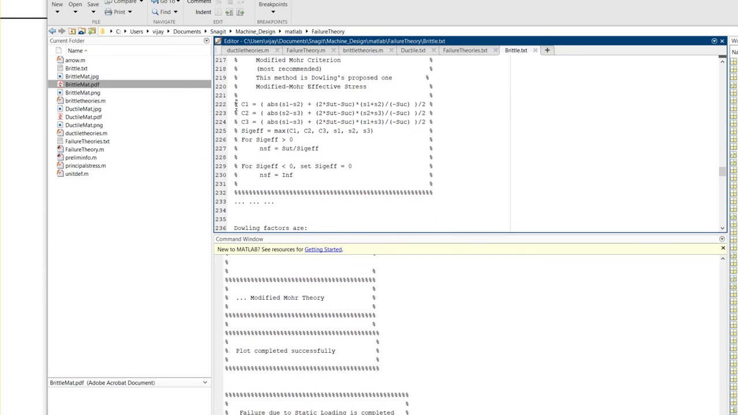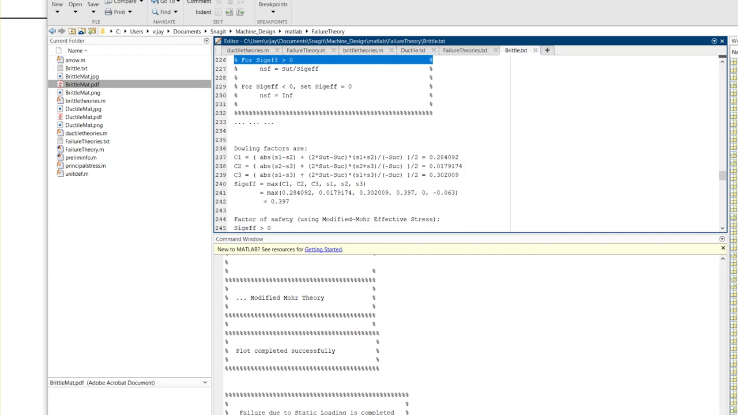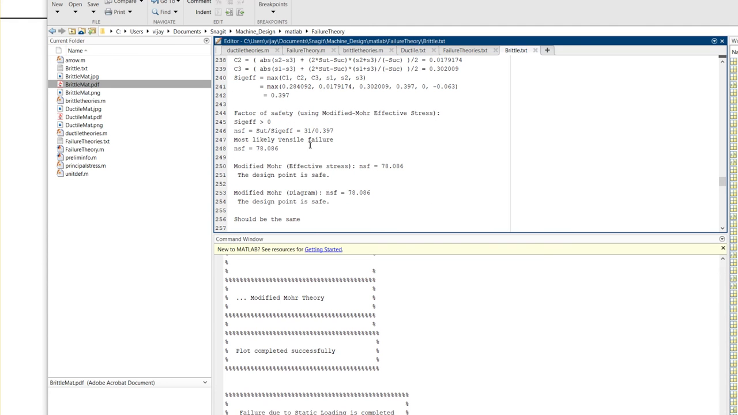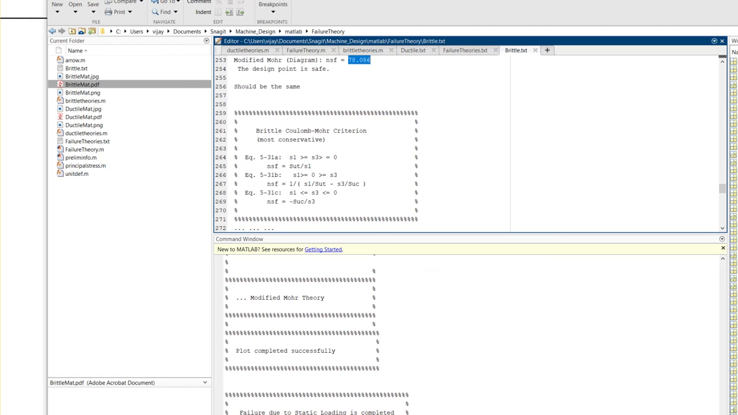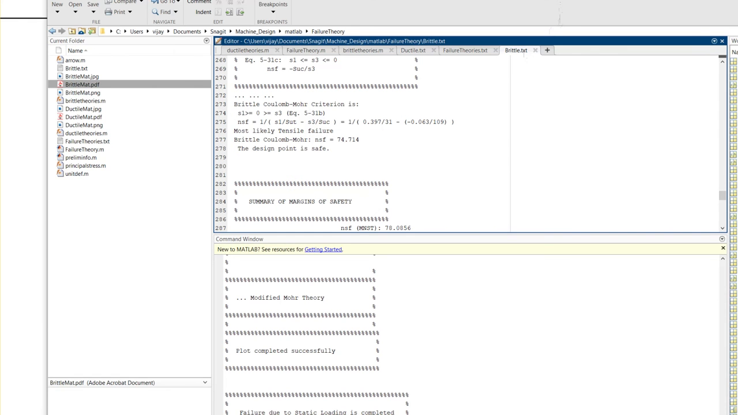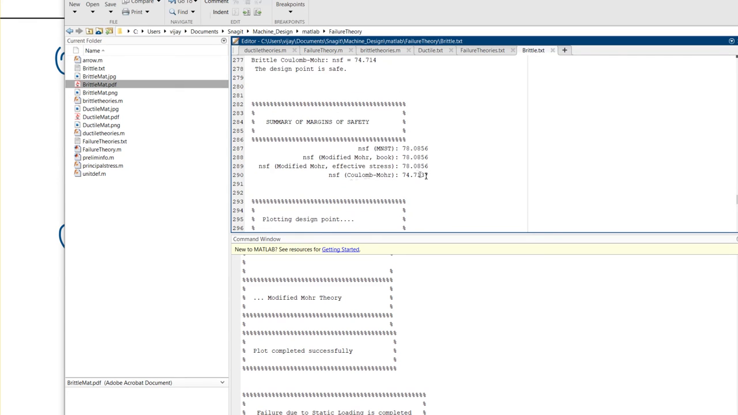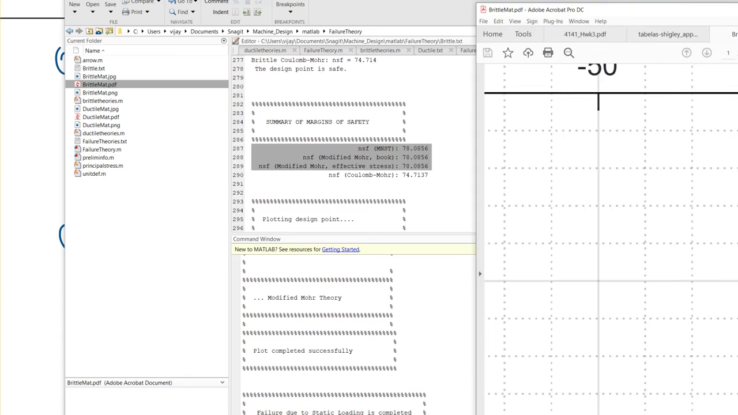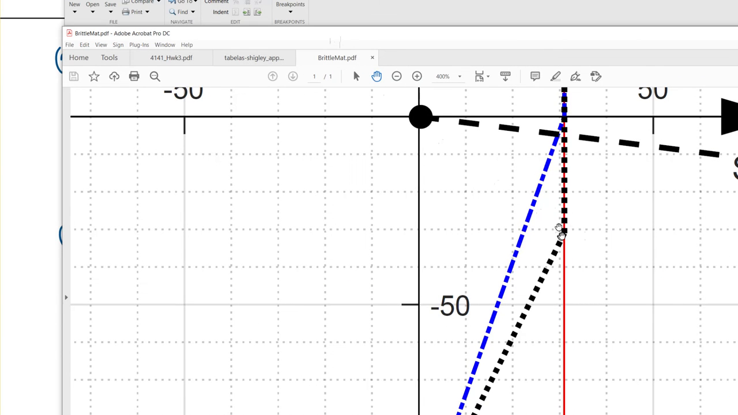which is what we really recommend that you always use. By using that, you're going to see you get exactly the same value as well. Brittle Coulomb-Mohr is a bit different. You can see that it's going to be the most conservative case. It's going to be the smallest value. All these three others should give you the same value in that particular region, because we are on the same plot.